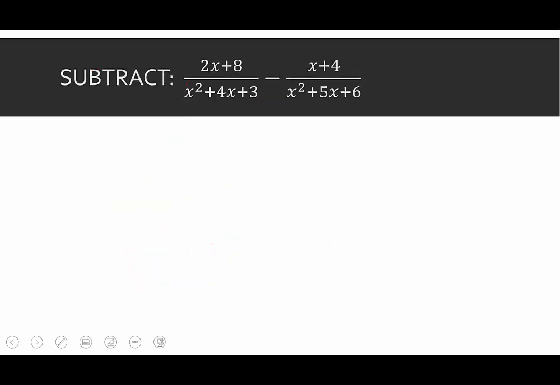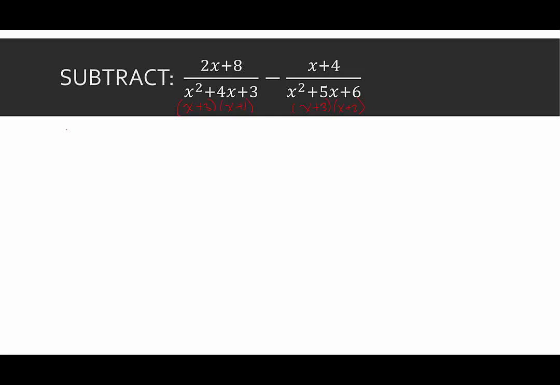Our next example is subtraction, so we do want to be very, very careful with the subtraction. So step 1, we're going to leave the numerators alone. Even though I see that 2x plus 8, and we can definitely factor that, we don't want to. We want to leave it as 2x plus 8. The denominators, however, we do want to factor. X squared plus 4x plus 3 is going to factor into x plus 3 times x plus 1. X squared plus 5x plus 6 is going to factor into x plus 3 times x plus 2.